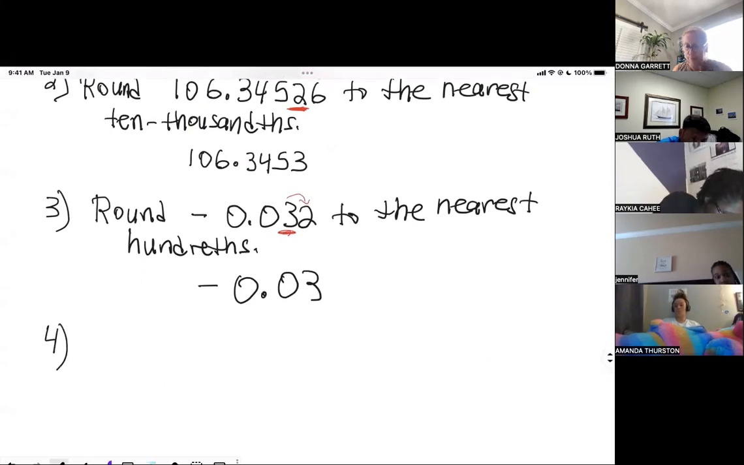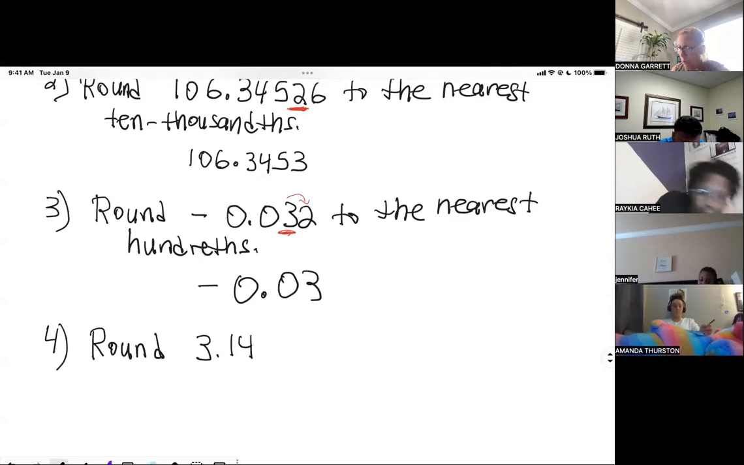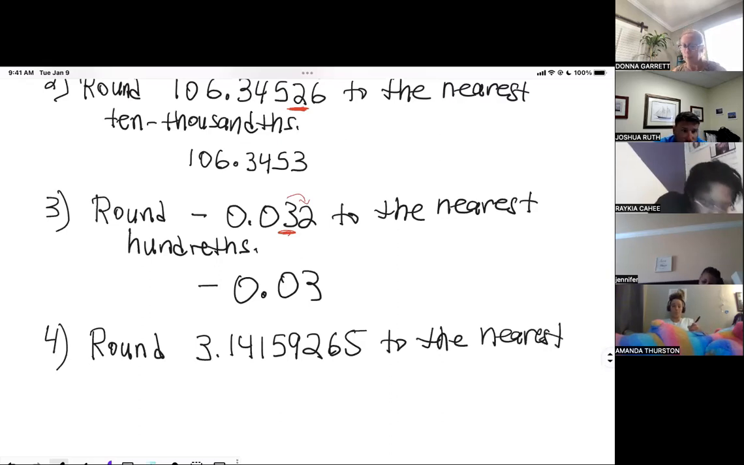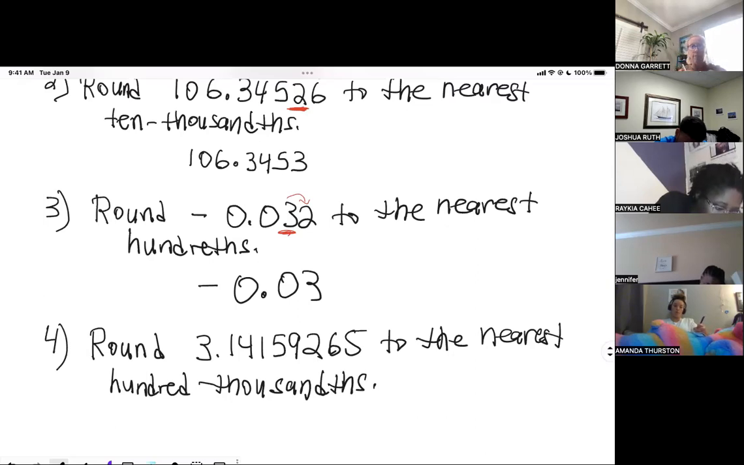And I have one more for you. Round, whoops, I turned my page and it is not in front of me. Here it is. 3.14159265. Wow. To the nearest, let's see, hundred thousandths. Give that one a try.